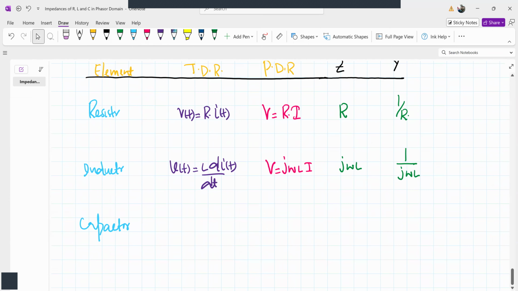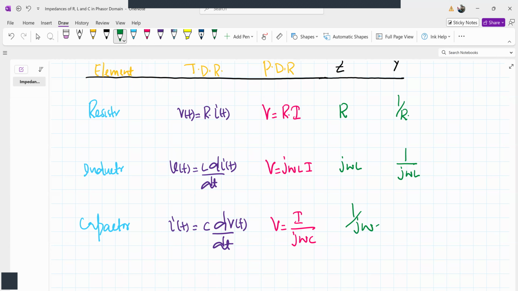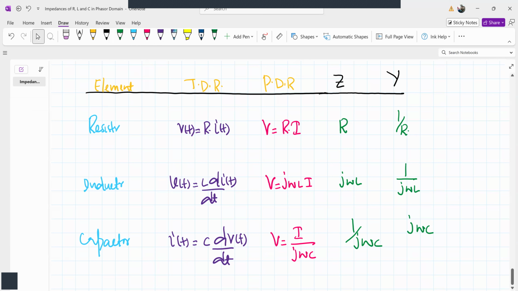So how is the voltage related here? I of t, the current at an instant of time, is C dV/dt. How are the voltage phasor and current phasor related? V phasor is equal to I divided by j omega C. So what will be the impedance offered here? 1 by j omega C. Similarly, the admittance Y will be equal to j omega C, the inverse of this impedance.